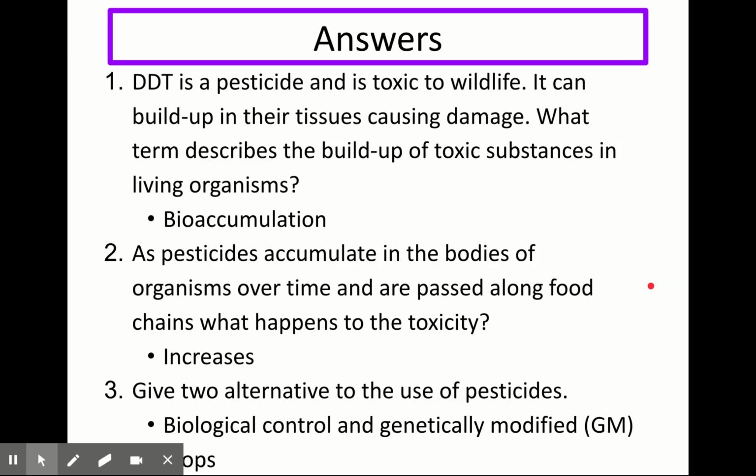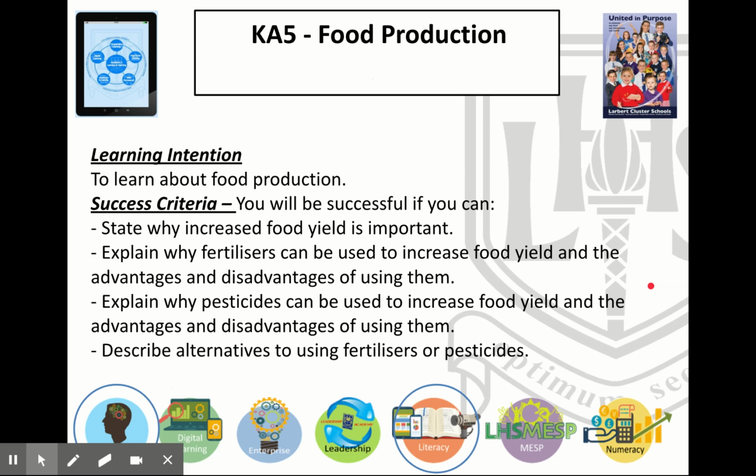So GM crops is an alternative to both fertilizers and pesticides, whereas biological control is only an alternative to pesticides. So that's us finished learning about food production. I hope you're now confident about stating why increased food yield is important, because there's an increase in human population. You can explain why fertilizers can be used to increase food yield and the advantages and disadvantages of using them. I hope you can also explain why pesticides can be used to increase food yield and again the advantages and disadvantages of using them. And I hope you can now describe the alternatives to using fertilizers or pesticides. So in the case of fertilizers, GM crops, or in the case of pesticides, GM crops or biological control.